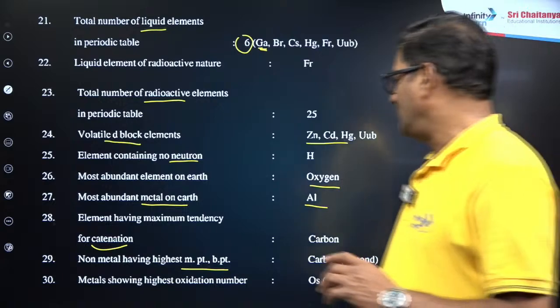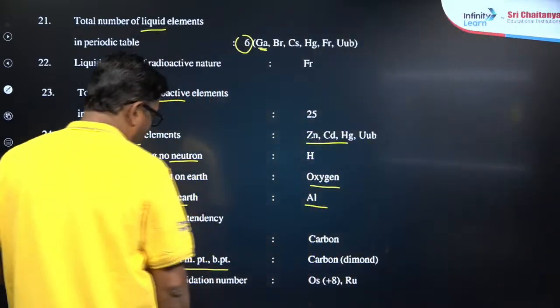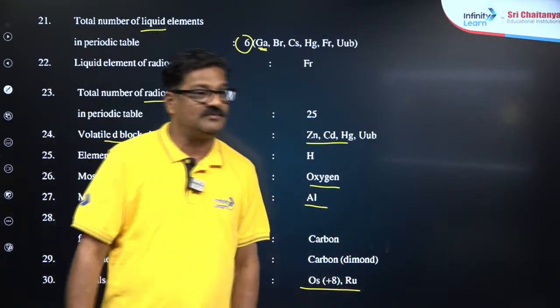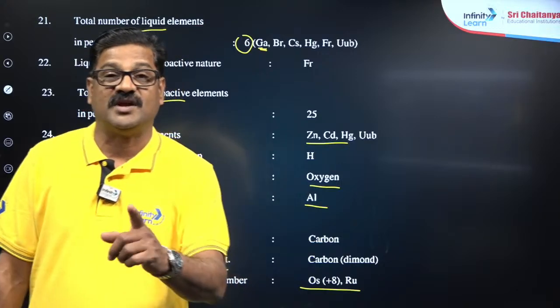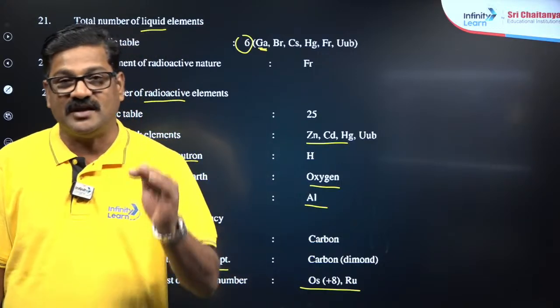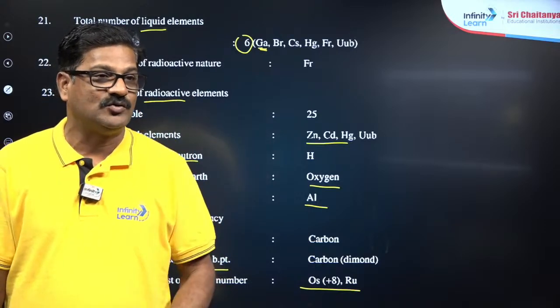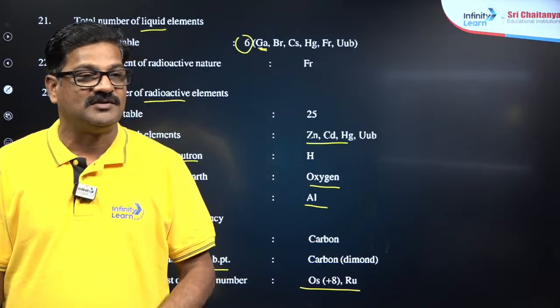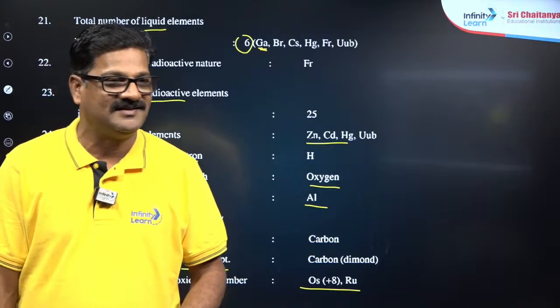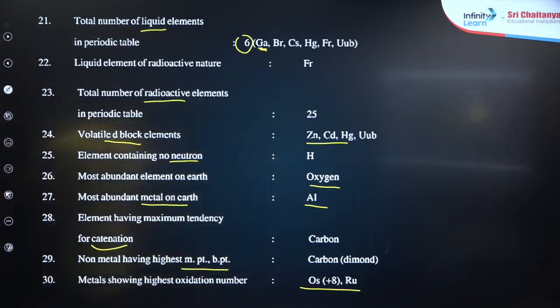Right? And the metal showing the highest oxidation number: osmium and ruthenium show +8 oxidation state. Above the +8 oxidation state, we do not see any element. Okay, 2, 5, 0, 0, 0, 0. What is that? What does that number signify?